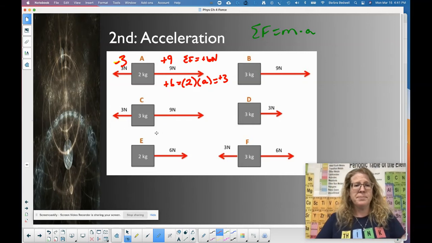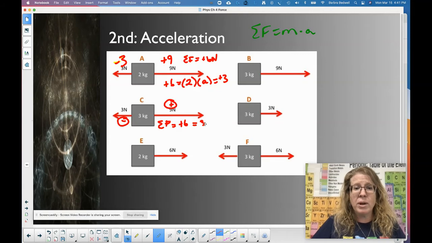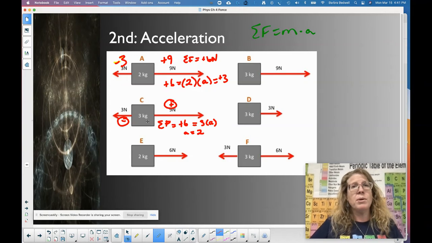How about in the second one? If we take a look at this one, we've got the same net force here, right? Net force is -3 and +9. So our net force is equal to +6, in other words, positive to the right, which equals mass times acceleration. Now our mass is 3 times a, so our acceleration here is equal to 2. So again, a heavier object with the same net force is going to accelerate more slowly.